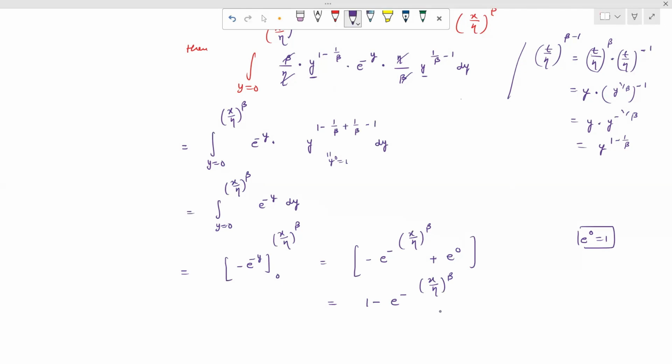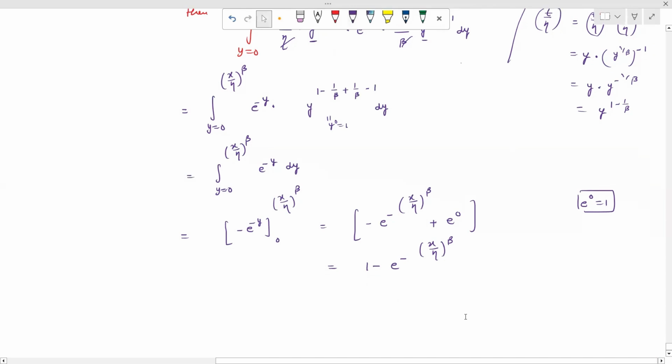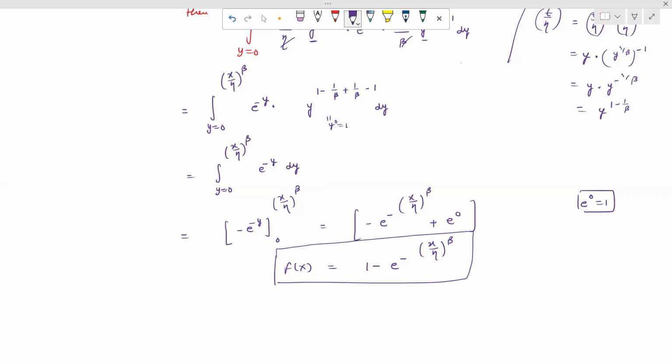So this is the CDF of the Weibull distribution. This is the value of F(x). So we have the CDF. This is the CDF of the Weibull distribution.